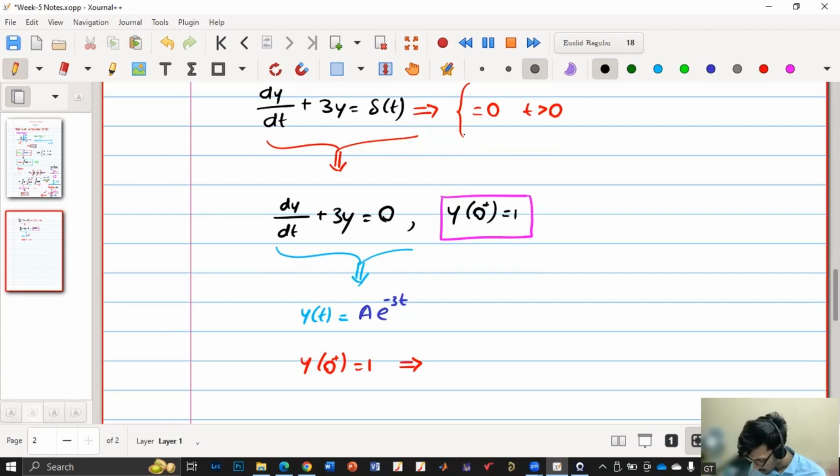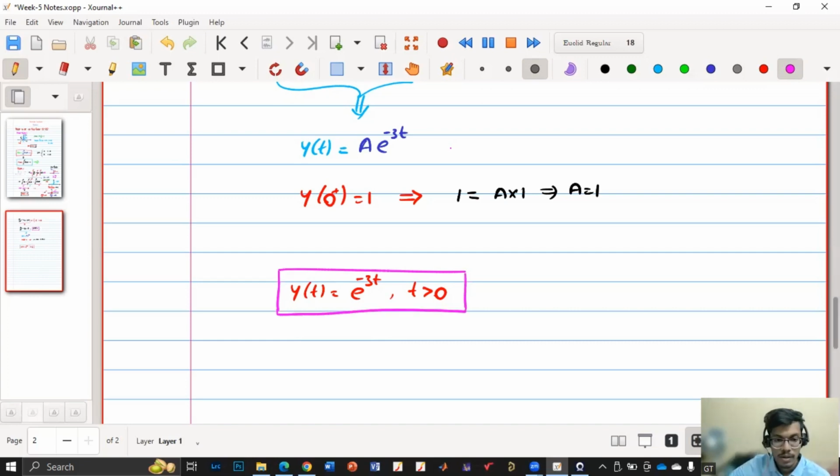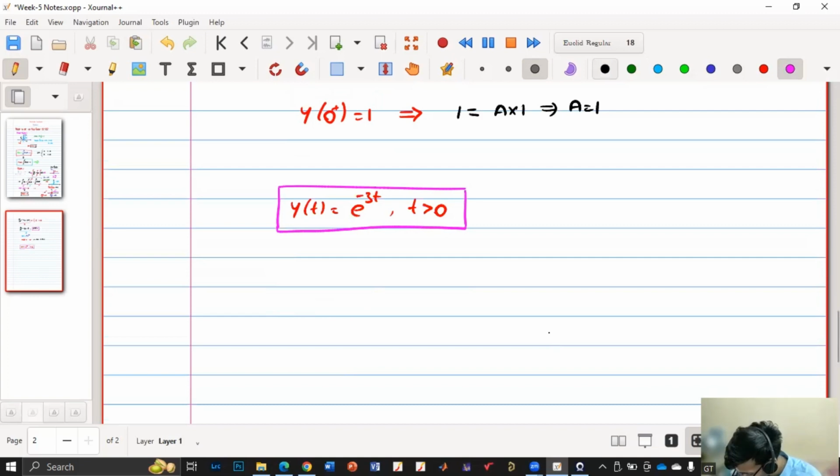Okay, so if we substitute t equals 0, on the LHS we have 1, on the RHS we have A into 1. That means our A is equal to 1. All right. So now my y of t is equal to e to the power minus 3t for t greater than 0. Got it? If I try to draw the graph, at t equals 0 it has the value of 1, and then it will exponentially decrease.